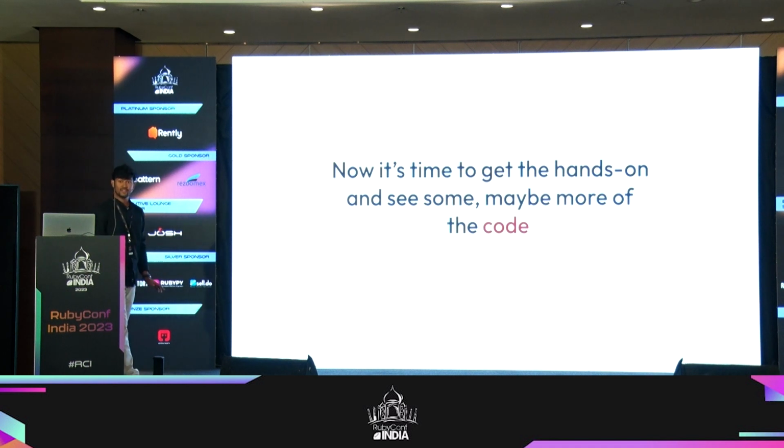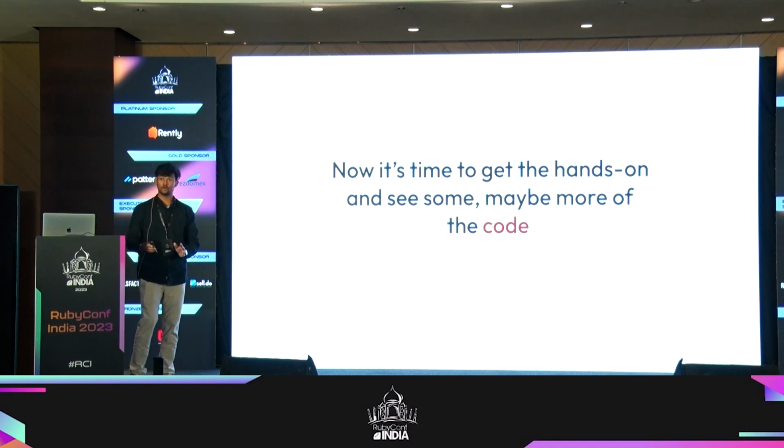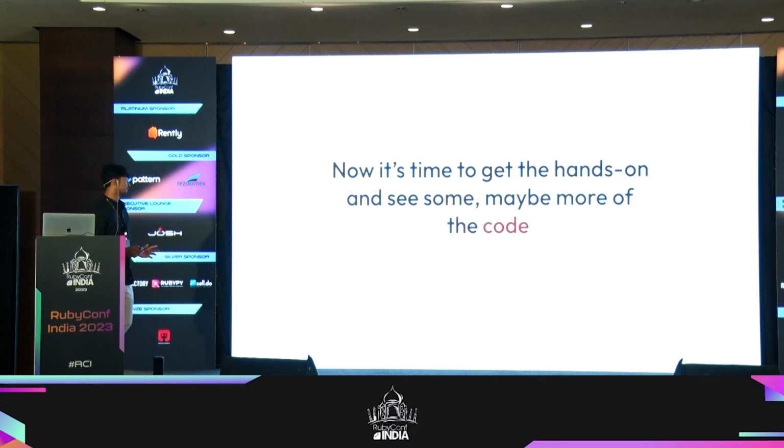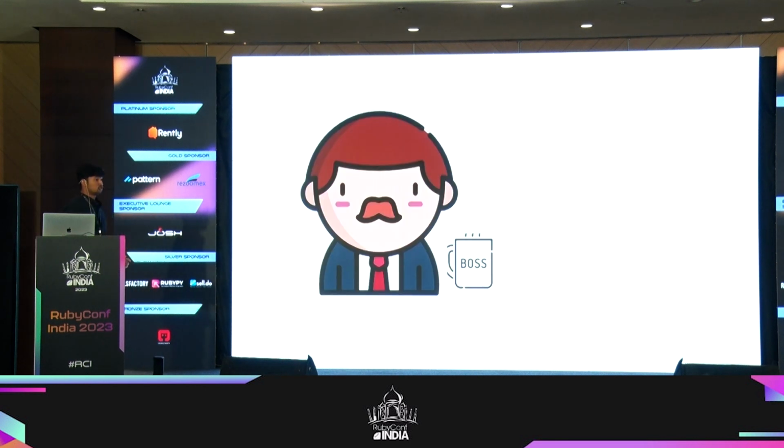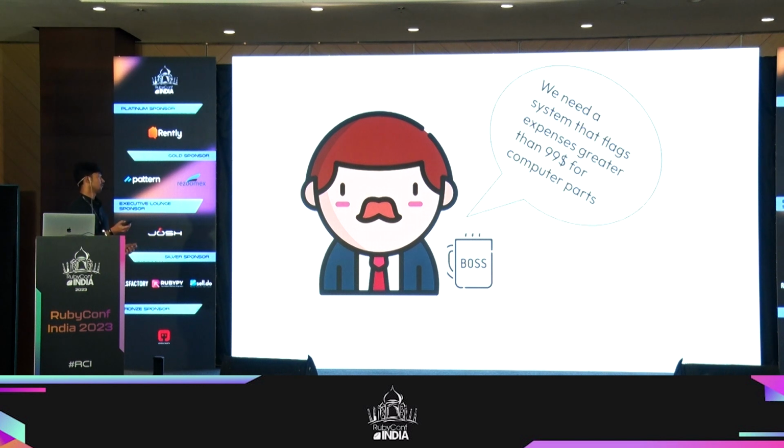So enough of the theory. I know you are developers, you want to see more of the code, so let's move into that. After RubyConf, in the weekend, Monday you go to the office, your boss comes up with the requirements. So this is his new requirement: we need a system that flags expenses greater than $99 for computer parts.